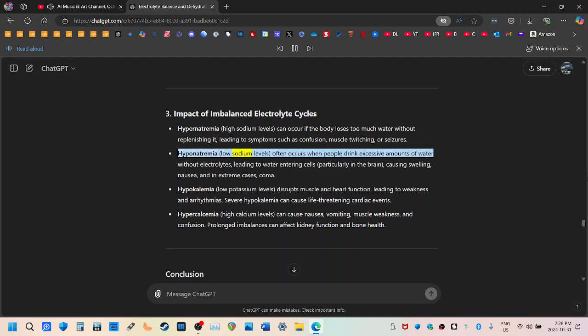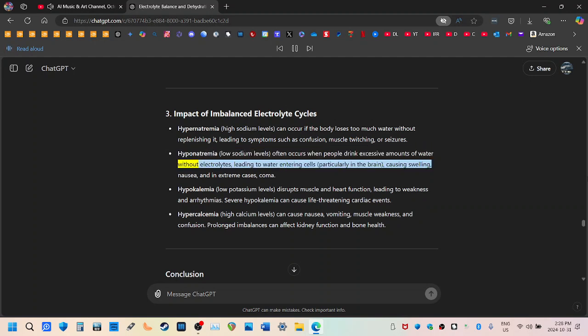Hyponatremia, low sodium levels, often occurs when people drink excessive amounts of water without electrolytes, leading to water entering cells, particularly in the brain, causing swelling, nausea, and in extreme cases, coma.